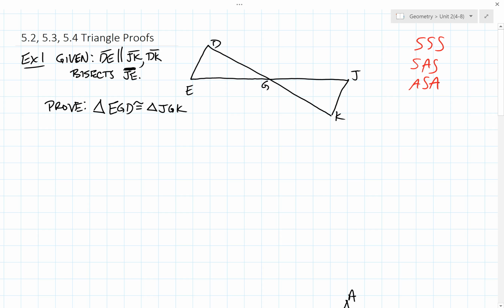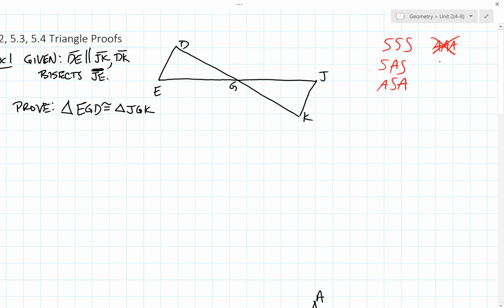So remember that AAA does not guarantee congruent triangles because the triangles could be a different size. And then we found out yesterday also that SSA does not guarantee congruent triangles because there are sometimes two different ways to form the triangle.